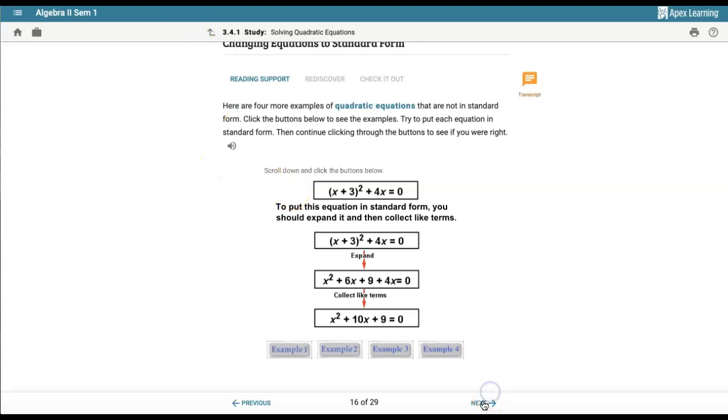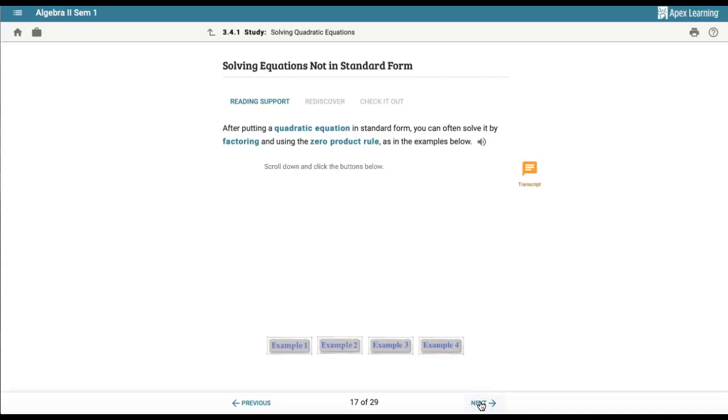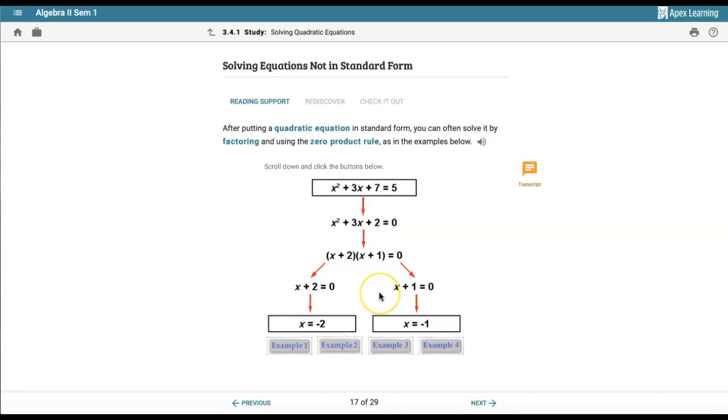All right, moving forward. After putting the quadratic in standard form, you can often solve it. Just exactly what we talked about: you put it in standard form, you factor it, and you solve by setting each of those equal to 0. Again, the key in all of this is getting it to that standard form.